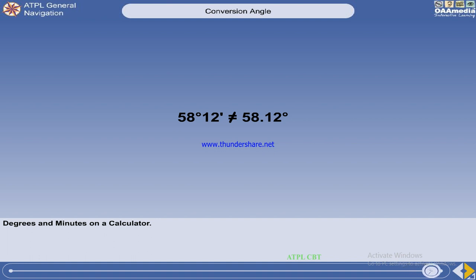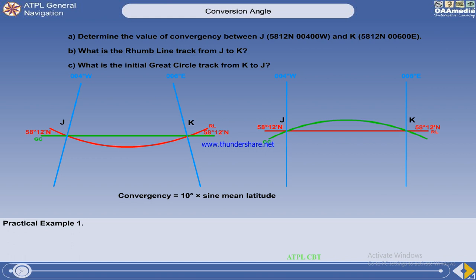It's a common mistake. Going back to our example calculation, the sine of 58 degrees 12 minutes is very close to 0.85. So the convergency is 8.5 degrees. That's the first part of the problem solved. Now let's look at the second part.